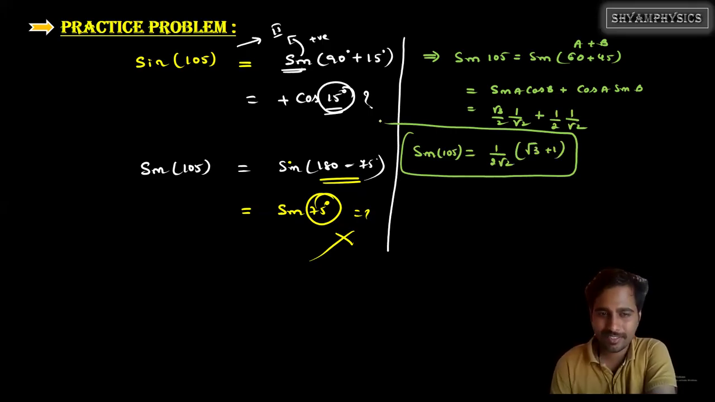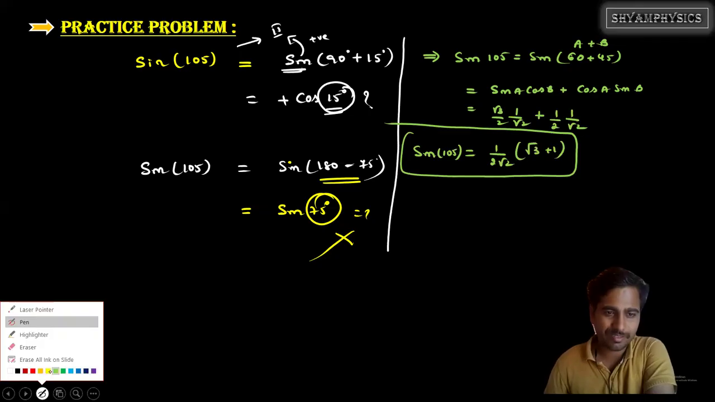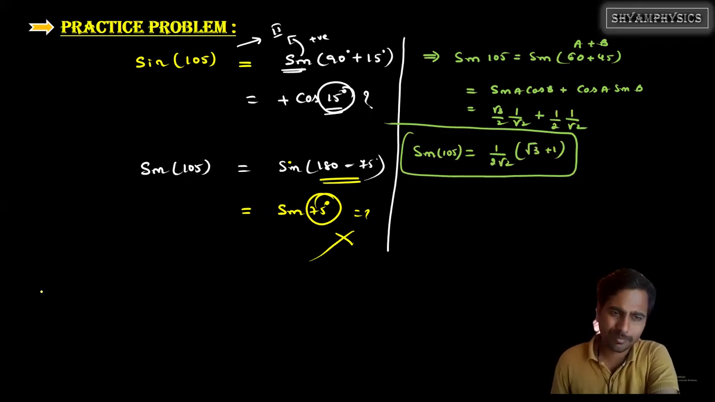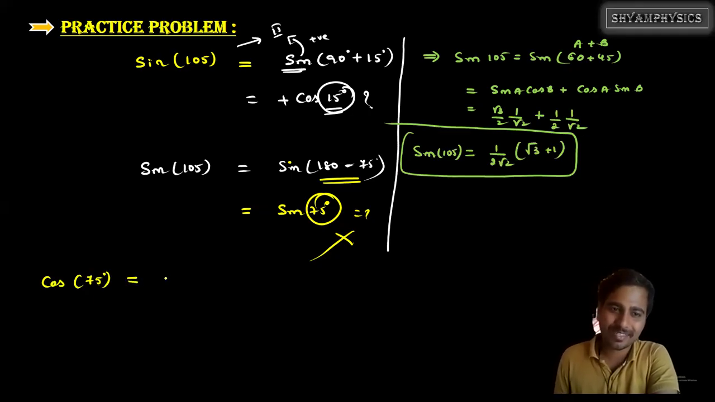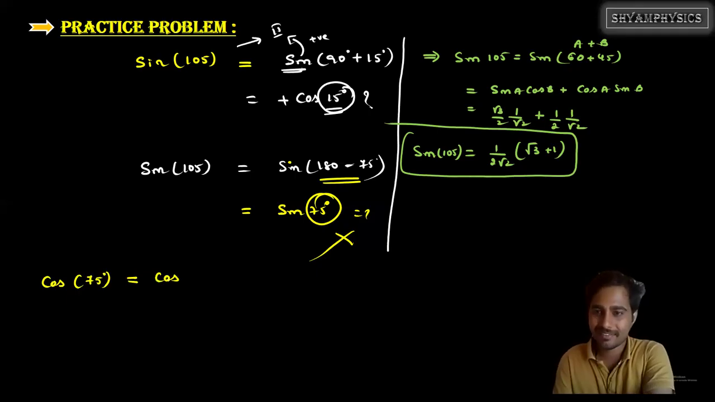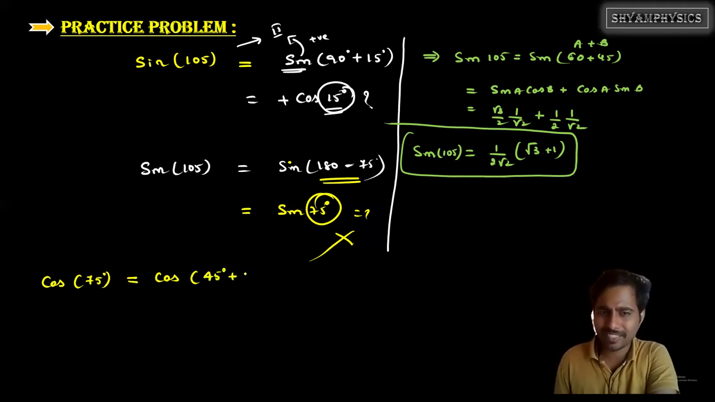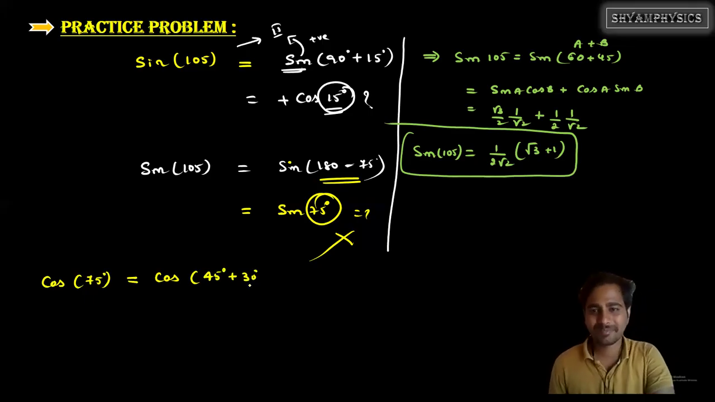Understood? I will ask one more question, then it is better to move on. What is the value of cos 75 degree? Now I will write 75. Sir, cos, break the angle with respect to standard values. Cos 45 degree, and for that 45 degree, you may add 30 degree. Now it looks like 45 plus 30, which is 75.